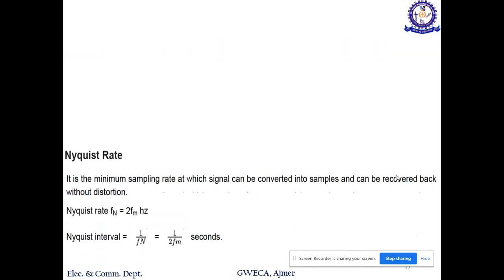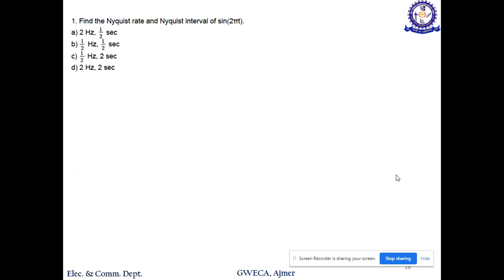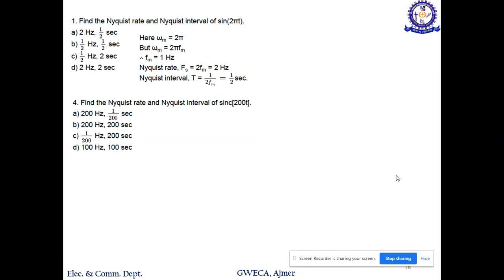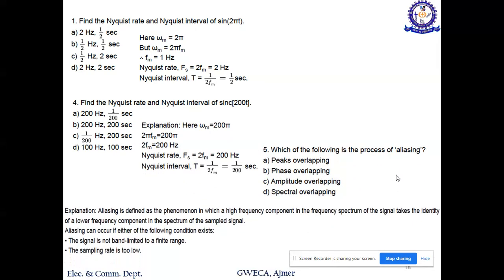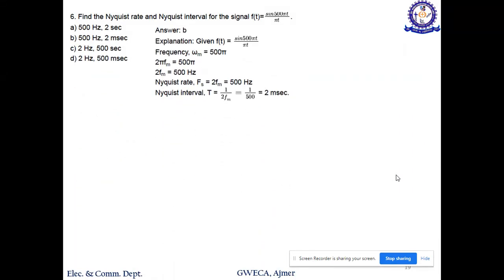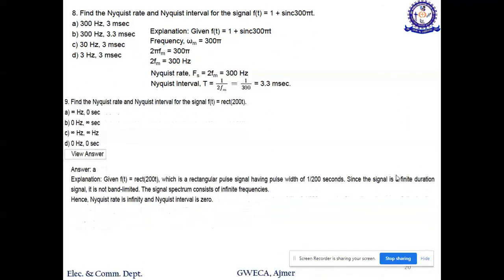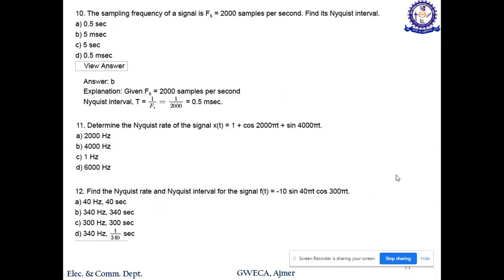Then some numericals, we have learned about the Nyquist rate and the Nyquist interval. Very easy numericals. Please go through all of these explanations also. And I have given two assignments, two very simple questions. You have to perform these as soon as possible and post the answer on Google Classroom.